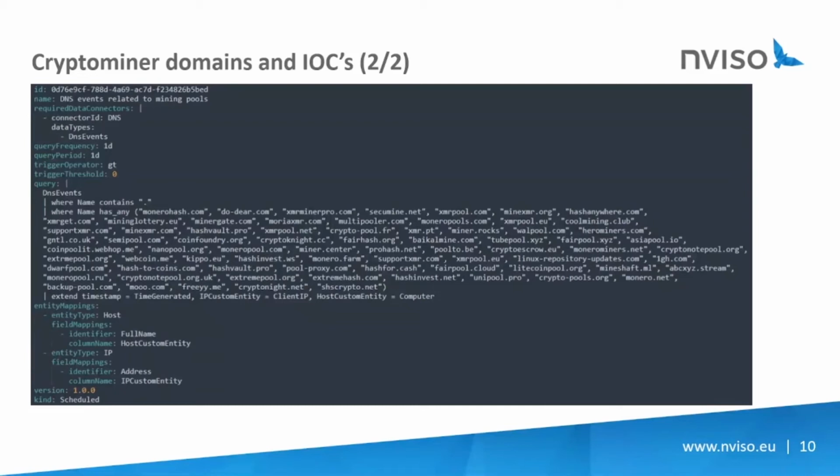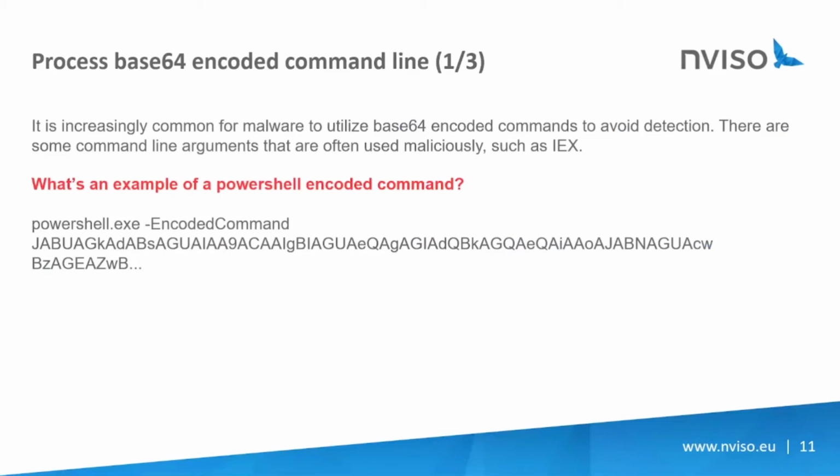So moving on from that, process base64 encoded command lines. A lot of malware nowadays use base64 encoded commands in order to avoid detection. You can see an example right here. Basically, they'll most likely utilize PowerShell, the encoded command flag, and then a malicious command which is base64 encoded.